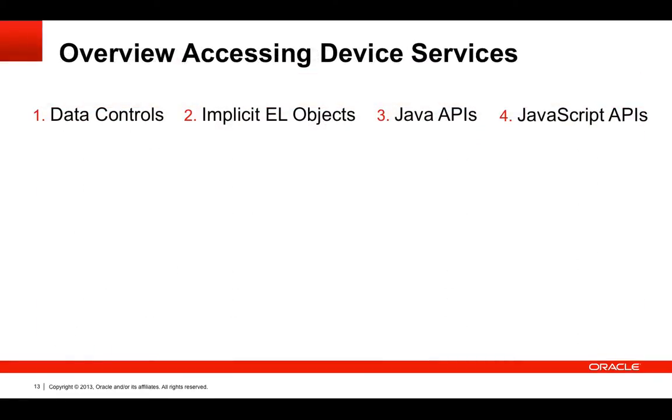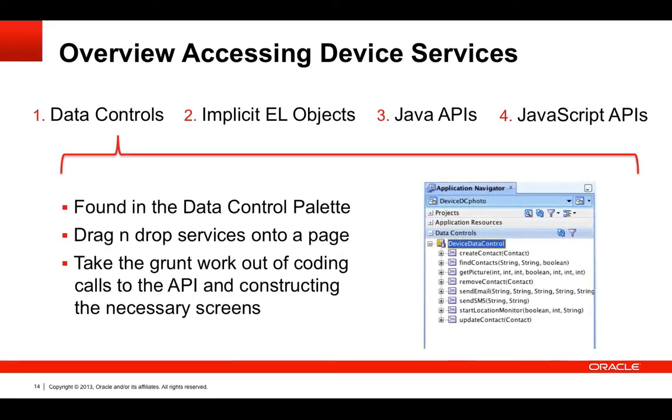The first is the data control palette, which is one of the main productivity boosters of the JDeveloper IDE. Through a device data control and associated methods, this allows developers to literally drag and drop the associated device services, such as adding or finding contacts, onto an ADF Mobile AMX page. And JDeveloper will wire up the page and components such that there is little programming required on the developer's part.